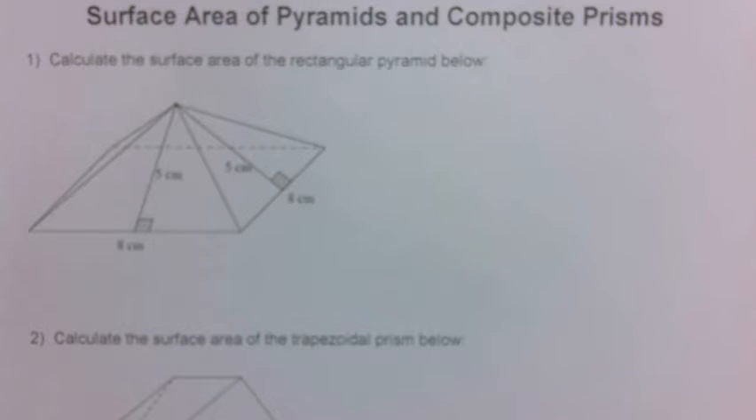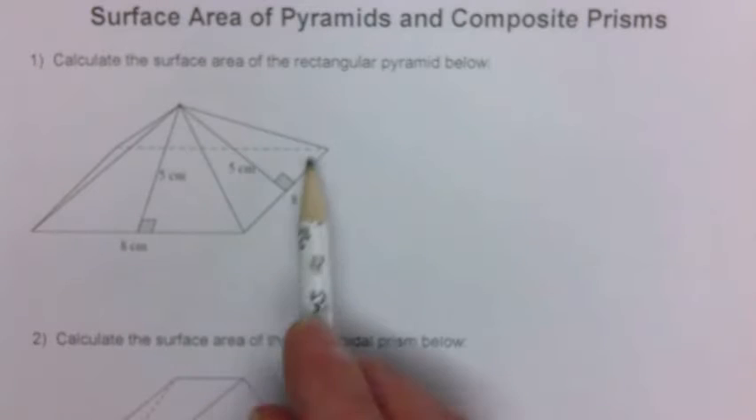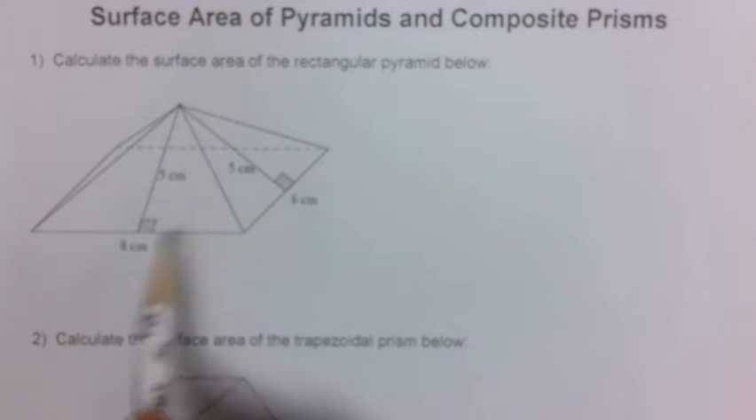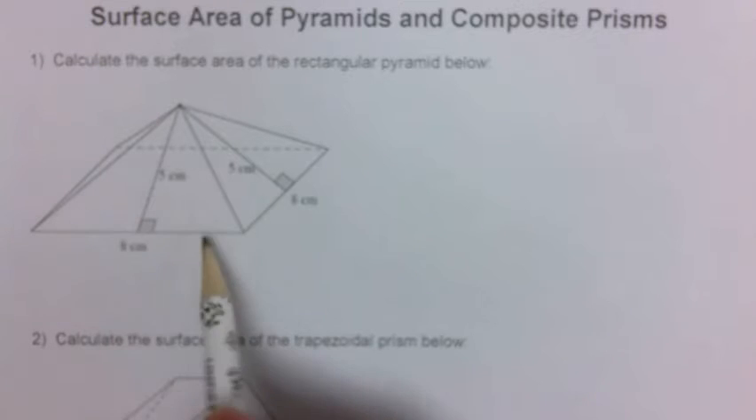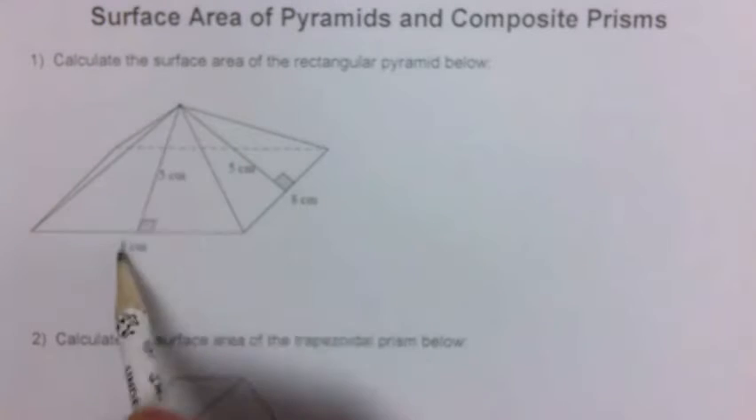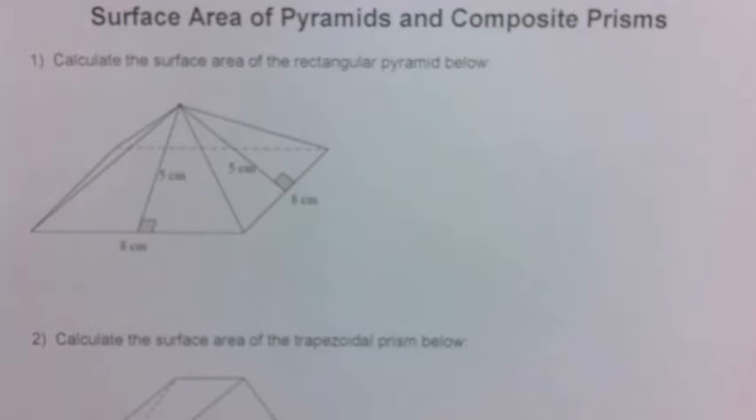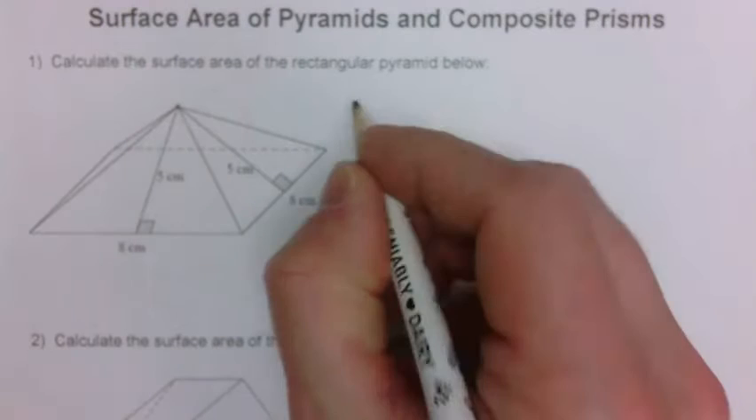Looking at this rectangular pyramid, I can see that it actually has a square base because the dimensions are 8 by 8, they're the same. And off of each side of this square base, there is a triangle that is 8 centimeters by 5 centimeters. So in order to find the surface area, I'm going to find the area of each face, and then I'm going to add them together at the end. So why don't we start with the square base?